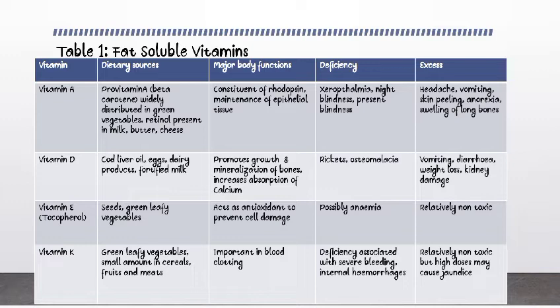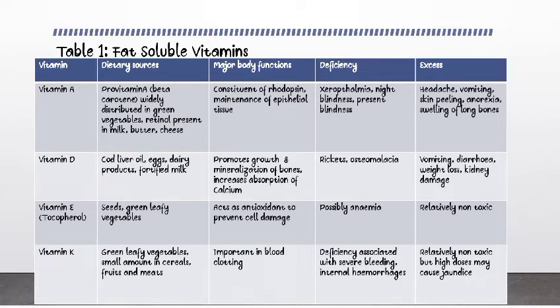So vitamin K: green leafy vegetables, small amounts in cereals, fruits and meats. Important in blood clotting. Vitamin K is very important for blood clotting. Deficiency of vitamin K is associated with severe bleeding and internal hemorrhages. It is relatively non-toxic, but a high dose may cause jaundice. Jaundice is a medical term meaning yellow discoloration of the skin. If you want to check that out, a high dose may cause jaundice in excess.